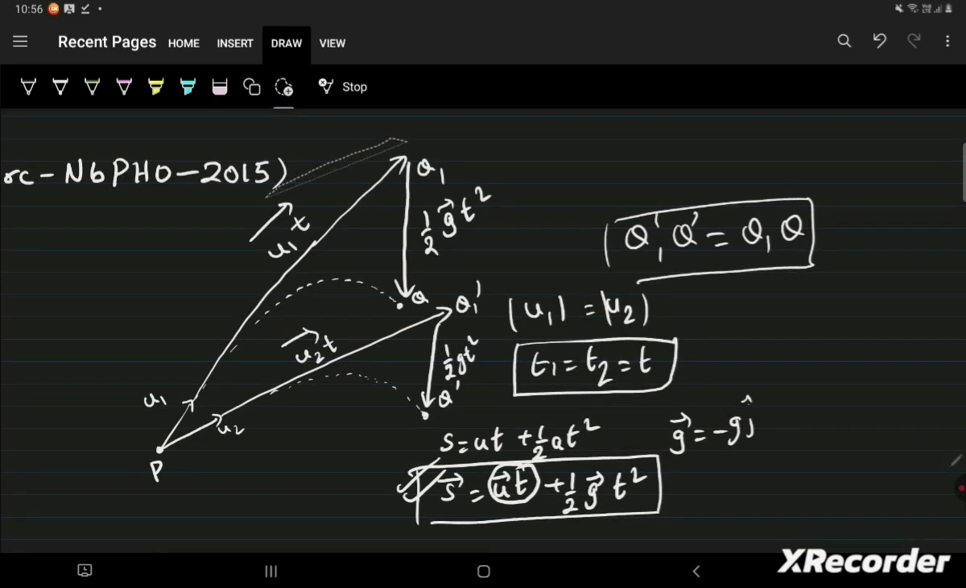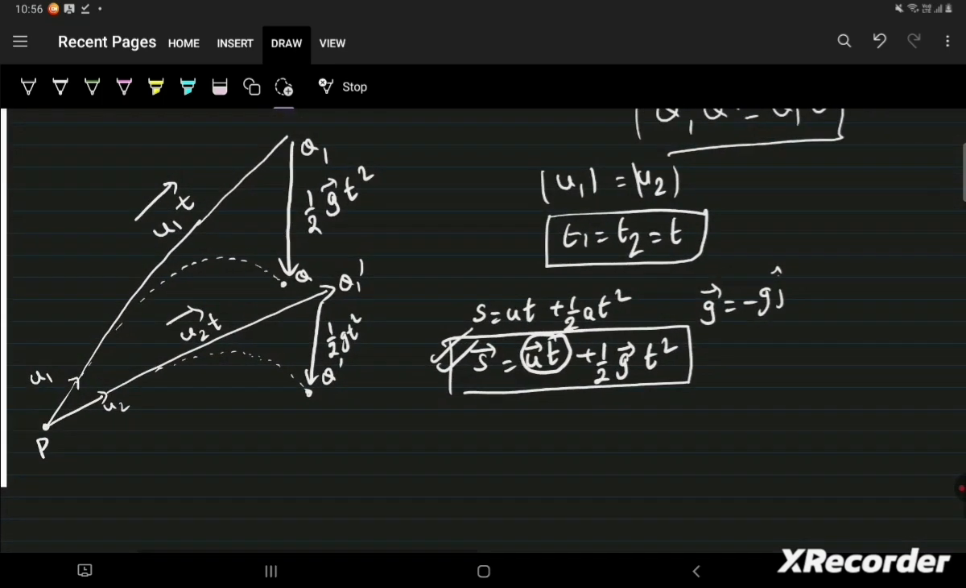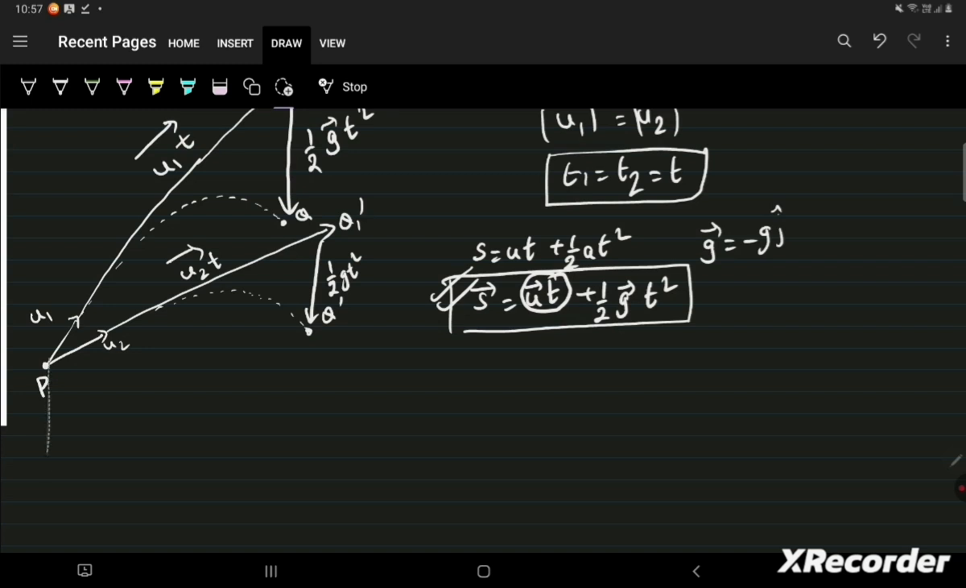Thus we can say that Q1 Q is equal to Q1 dash Q dash. This means that suppose we shift point P by half g vector t square. This is the core manipulation involved in this problem. Then we'll get half g vector t square plus, this will be half g vector t square.